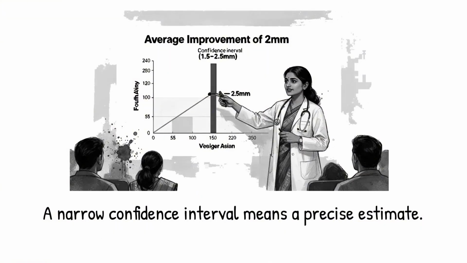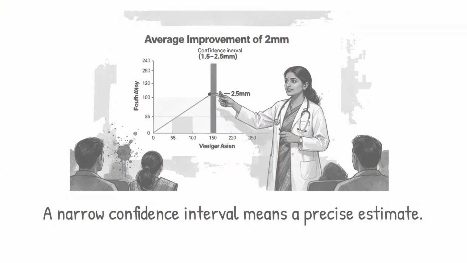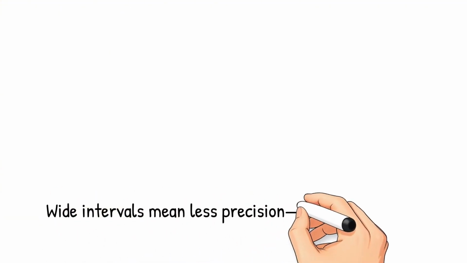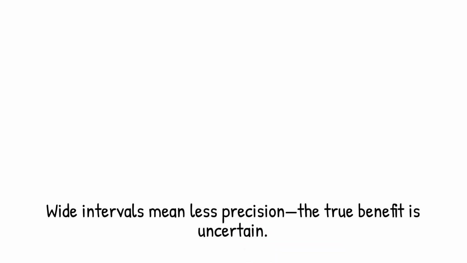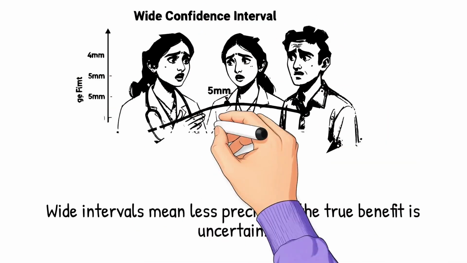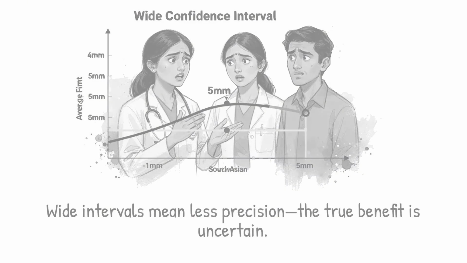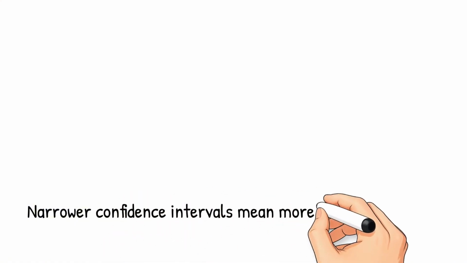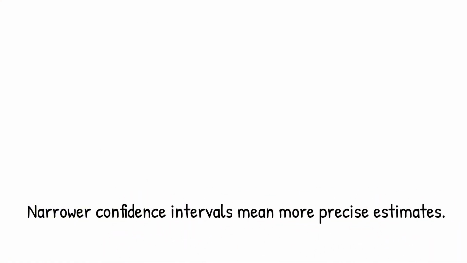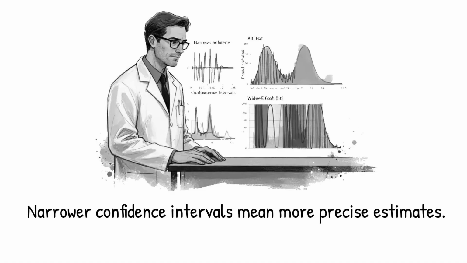If a treatment improves healing by 2 millimeters with a 95% confidence interval from 1.5 to 2.5 millimeters, the estimate is precise. The likely true effect sits somewhere within a narrow window. But if the interval runs from -1 millimeter to +5 millimeters, that is a wide range. The true effect could be no benefit at all, or it could be a large benefit. The study simply did not have enough precision to narrow it down further. Here's a practical rule. The narrower the confidence interval, the more precise the estimate. The wider the interval, the more uncertainty remains, even if the average number looks impressive on its own.